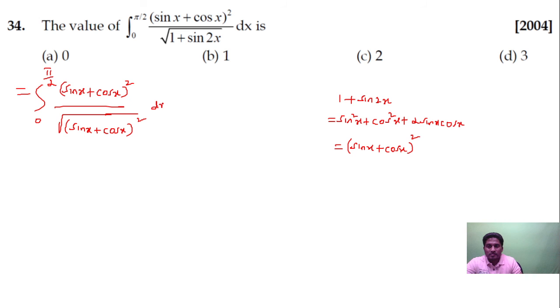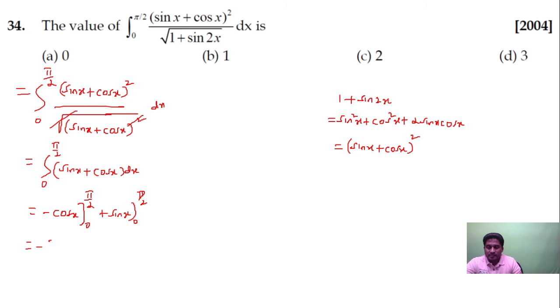Okay, so this is dx. Root and square cancels. So this is integration from 0 to pi by 2 of (sine plus cos) the whole square upon (sine plus cos), which will be equal to (sine x plus cos x) dx. Okay, integration of sine is minus cos between the limits 0 to pi by 2. Integration of cos x is sin x between the limits 0 to pi by 2. Cos 90 is 0, cos 0 is 1. Okay, sin 90 is 1, sin 0 is 0. If you add, you get 2. Answer is option C.